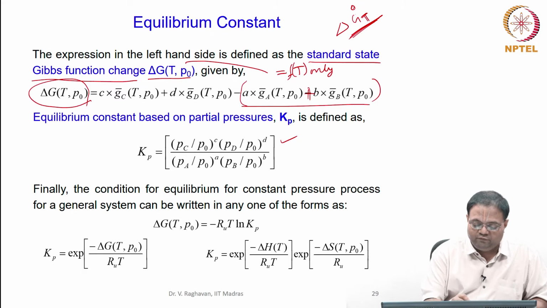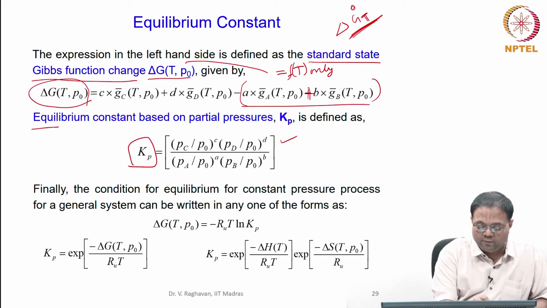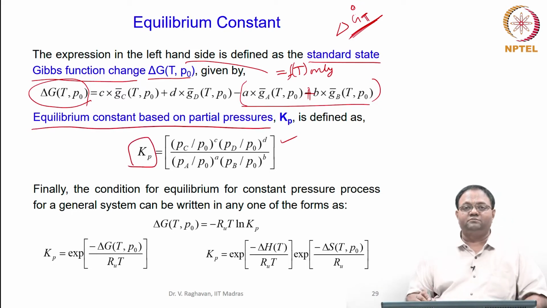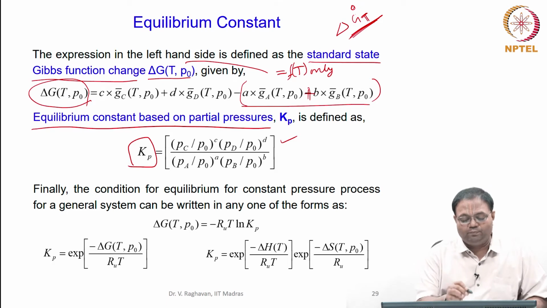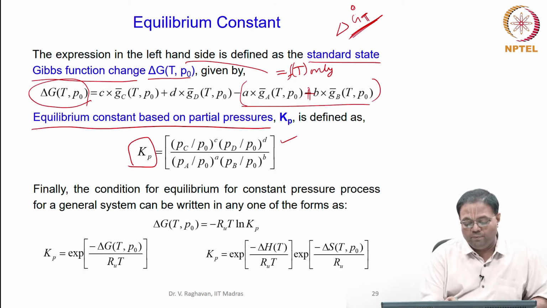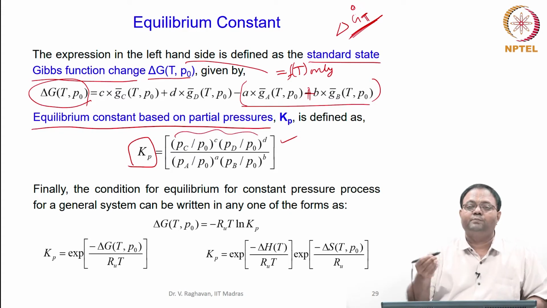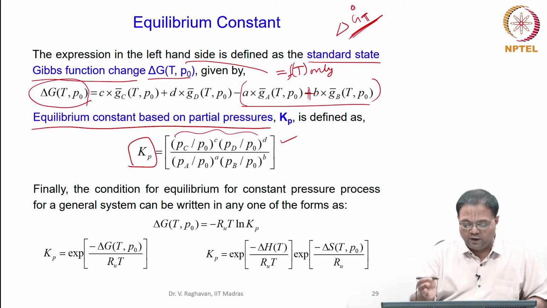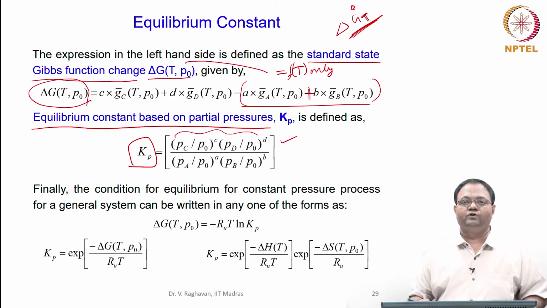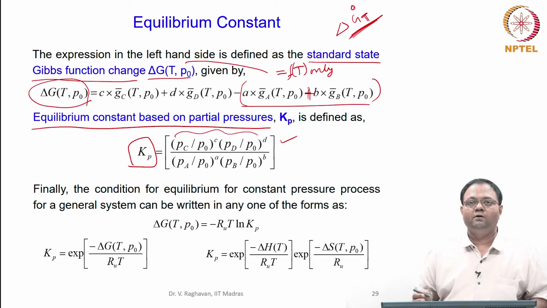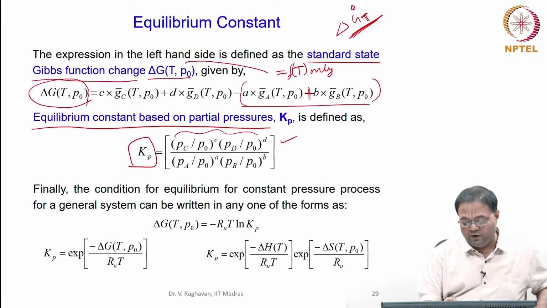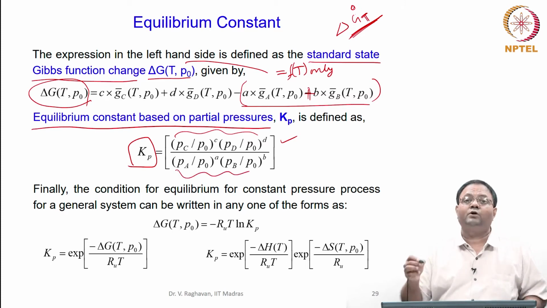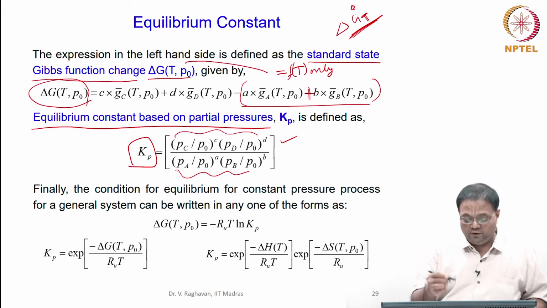Now, that I define as the equilibrium constant based on partial pressures. This is the ratio of the product of the partial pressures of products, raised to the stoichiometric coefficient, divided by the corresponding atmospheric pressure. Similarly, that is divided by the product of the reactant partial pressure ratios raised to corresponding stoichiometric proportions.